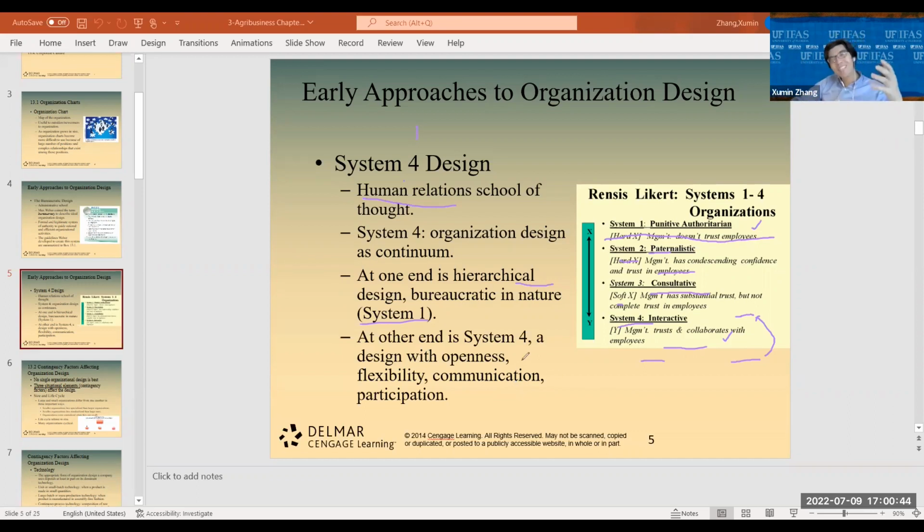Actually, you see that organization design connects directly back to our management model. System 1 is related to the low-level management model. System 4 is related to the high-level human resource management model.